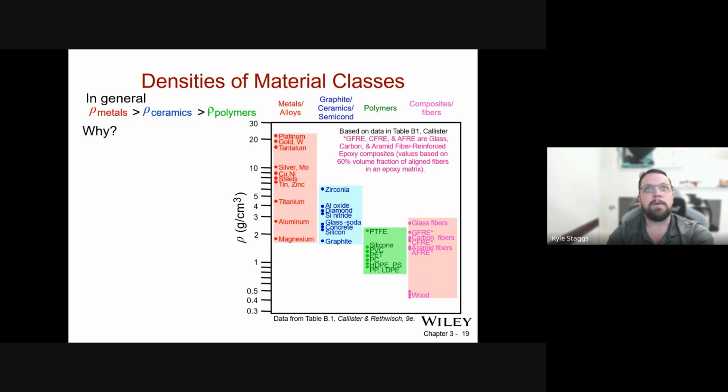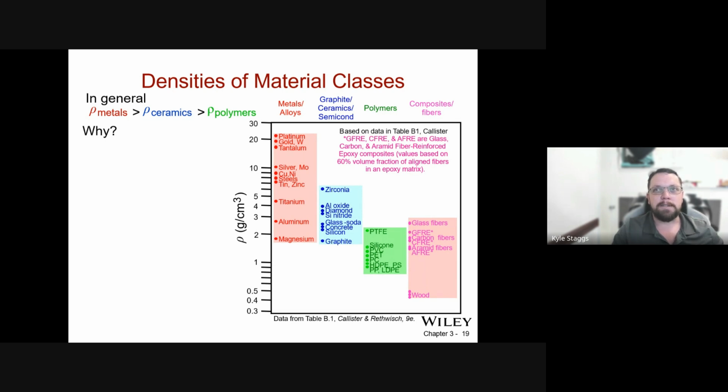So there's also graphite and ceramics and semiconductors that are a little bit less dense, broadly speaking. So aluminum, magnesium are examples of low density metals. Alloys also fall in that same range, but they vary in between the pure substances. Then there are some of the polymers. So those tend to be even less dense still, broadly speaking.